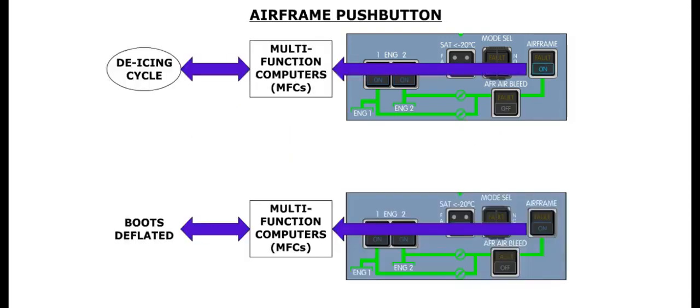The airframe push button controls the inflation of the A and B boots, via the wing and horizontal stabilizer dual distribution valves. Pressing the push button in will signal the MFC to initiate a de-icing cycle, and the on caption illuminates blue. The boots are deflated when the airframe push button is released out. This is the normal position of this push button.